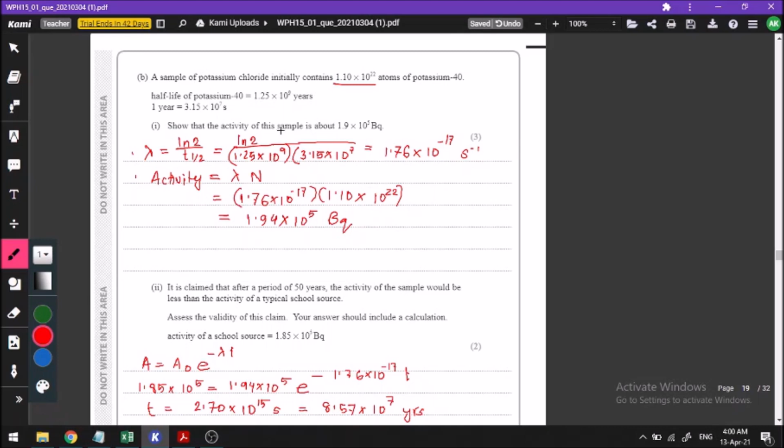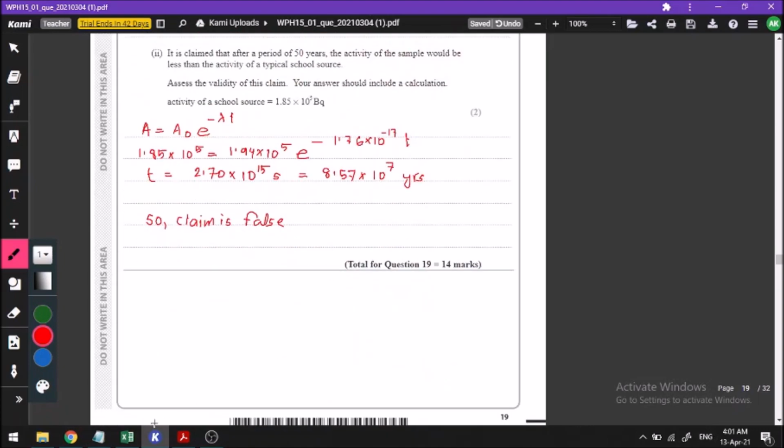Since we have to find it in becquerel, and in this formula lambda N, the lambda has to be in per seconds, while finding the value of lambda, you have to convert the half-life into seconds. The half-life is given in years, and we have to convert these years into seconds. That is why we multiply the years with the seconds value, and we find the value of lambda in per second. This is important, the unit. Then you input this per second value as lambda, and N we know from the question. Multiplying these two, you can find the activity.